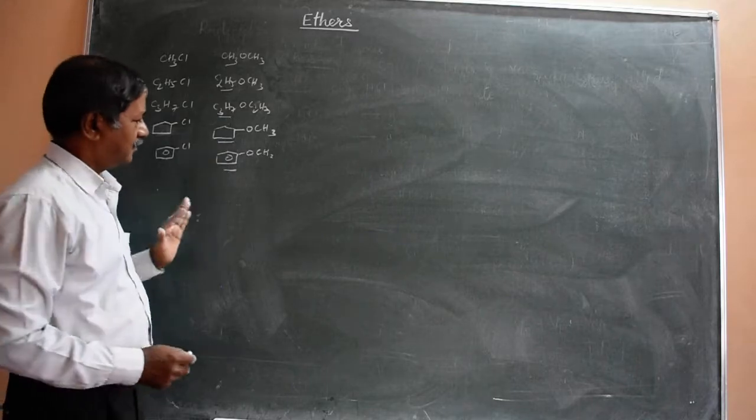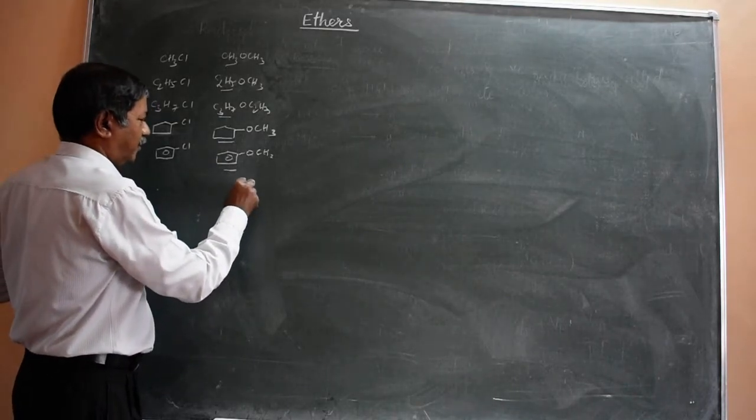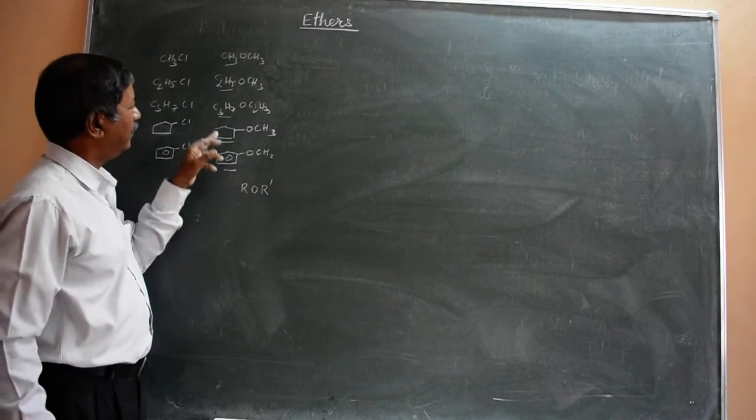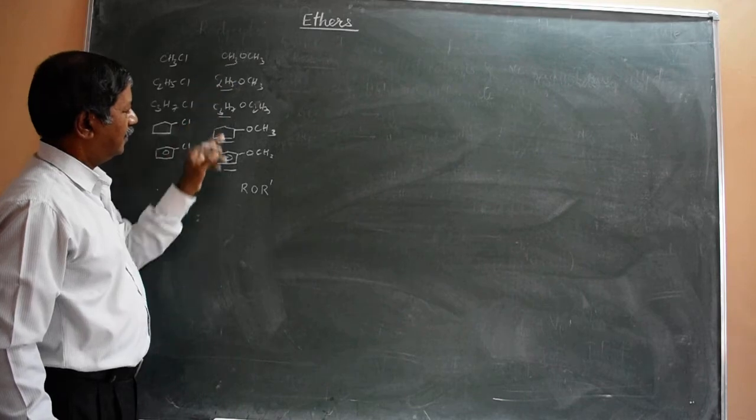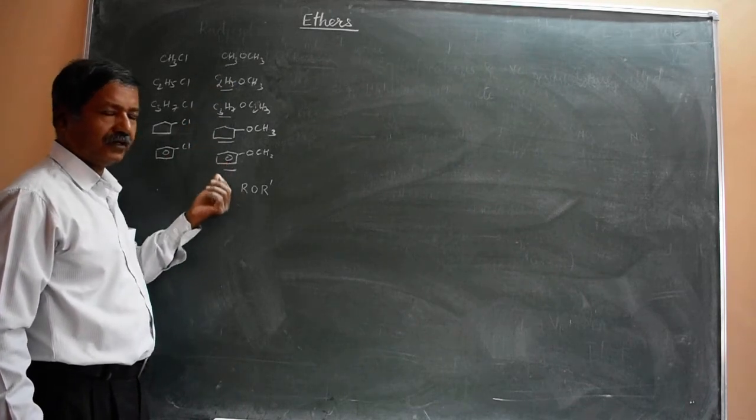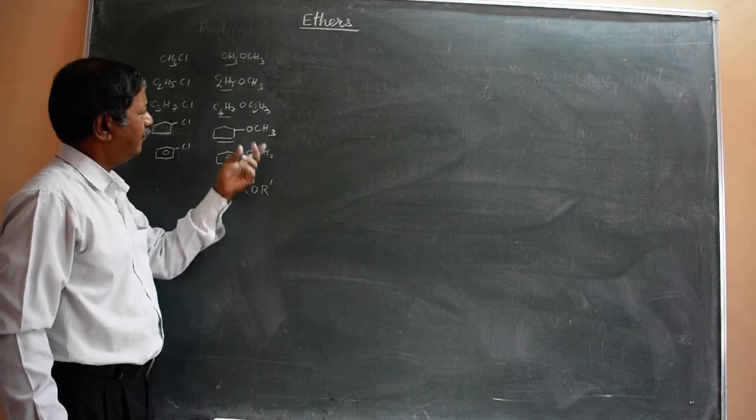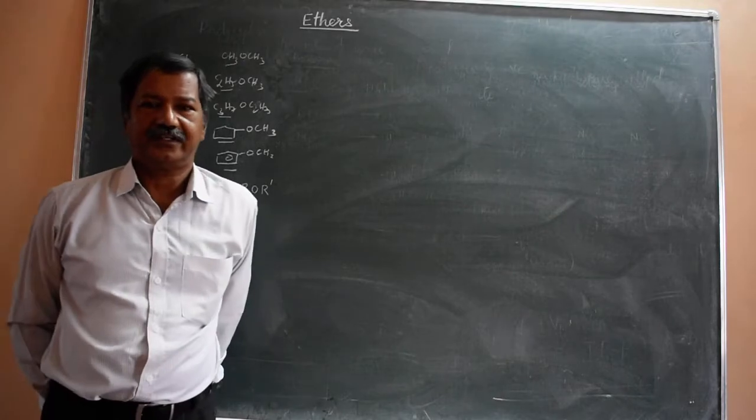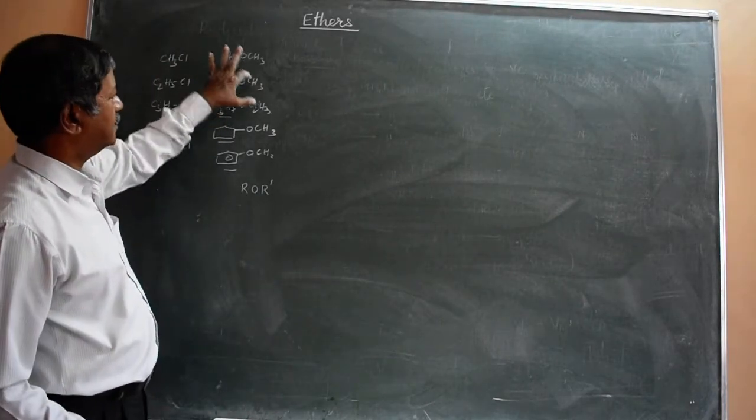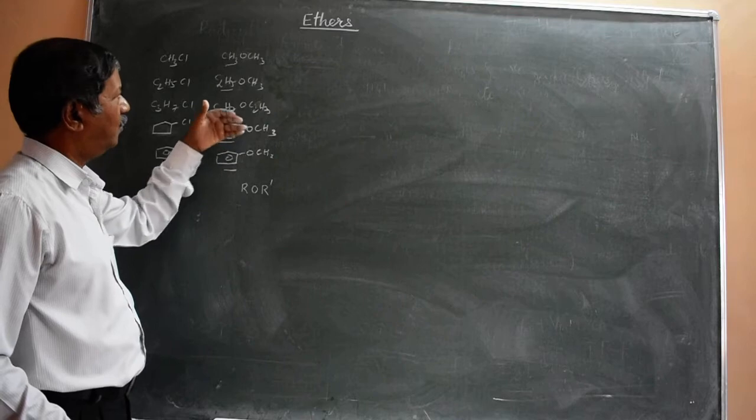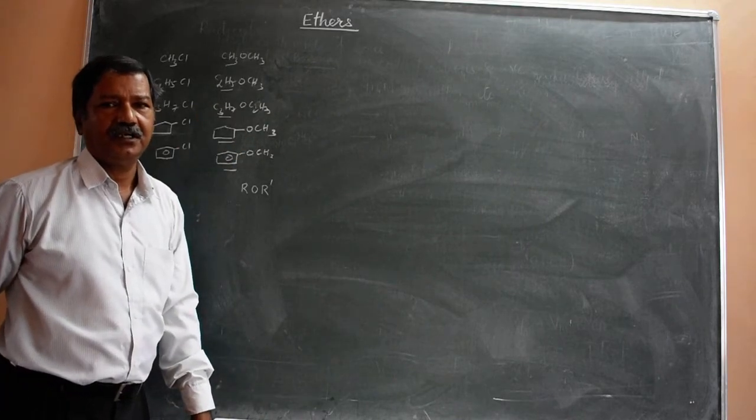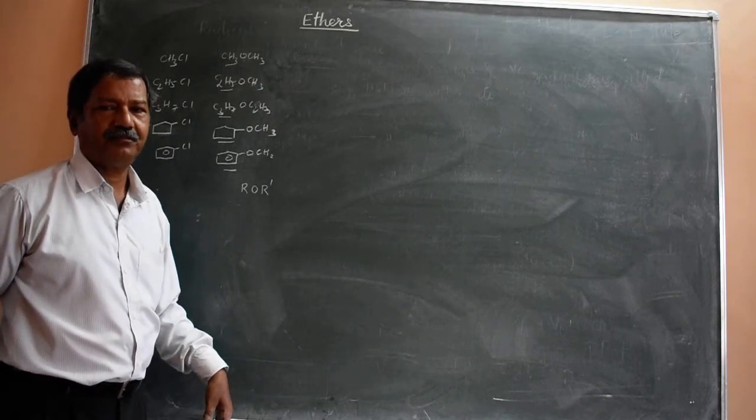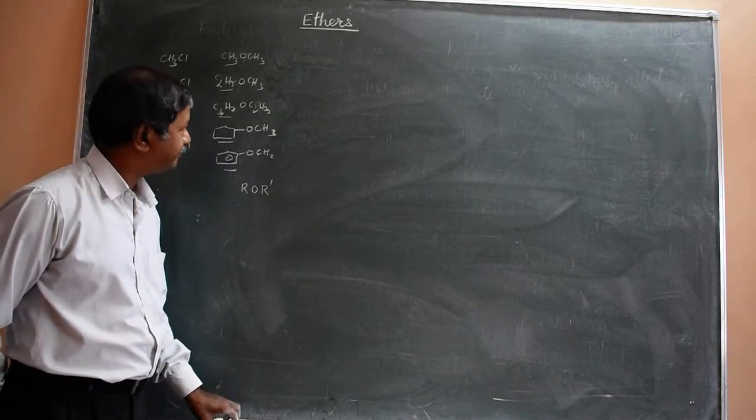They are represented by the general formula ROR', where R may be an alkyl group or an aryl group, and R' may be an alkyl group or an aryl group. In this way, we can define ethers. What are ethers? Alkoxy derivatives of hydrocarbons are called ethers. The general formula is ROR', R and R' may be alkyl or aryl groups.